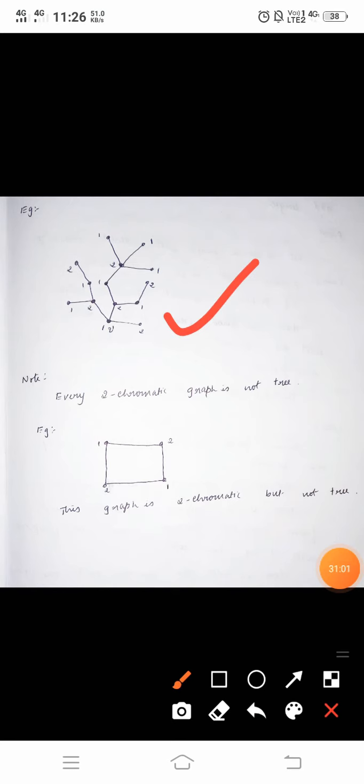See here. Next note: every two chromatic graph is not a tree. We proved that every tree is two chromatic, but the converse need not be true. Every tree is two chromatic, but every two chromatic graph is not a tree. See here, this is a two chromatic graph. It needs only two colors to paint, but it is not a tree because here we have a circuit.